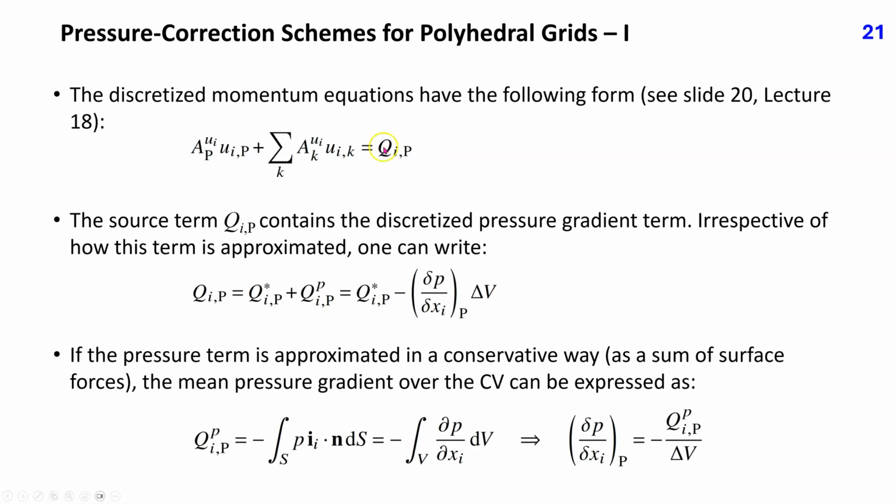The source term Q_P^i contains body forces and all terms treated as known, for example, all deferred corrections. It also contains the discretized pressure gradient term. Irrespective of how this term is approximated, one can write the pressure contribution as an approximation of the gradient at the cell center times the cell volume. If the pressure term is approximated in a conservative way as a sum of surface forces, the mean pressure gradient over this cell can be expressed as follows, as described in the preceding slide.